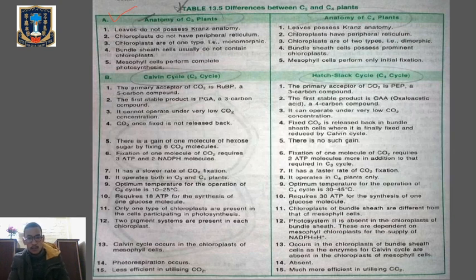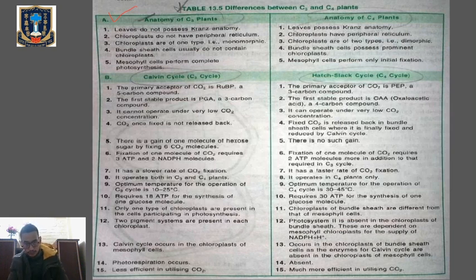Okay, now in C3 cycle there is gain of one molecule of glucose by fixing 6 carbon dioxide molecules, but in case of Hatch-Slack cycle, or the C4 cycle, there is no such gain. Fixation of one molecule of carbon dioxide in C3 cycle requires 3 ATP and 2 NADPH molecules, but in case of C4 cycle it requires 5 ATP molecules. Listen to this carefully. Clear? The C3 cycle has a slower rate of carbon dioxide fixation, but the C4 cycle has a faster rate of carbon dioxide fixation.